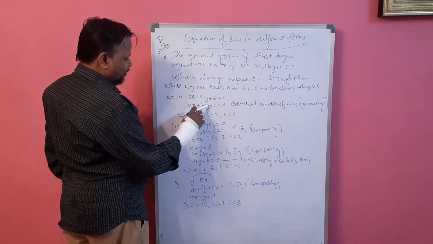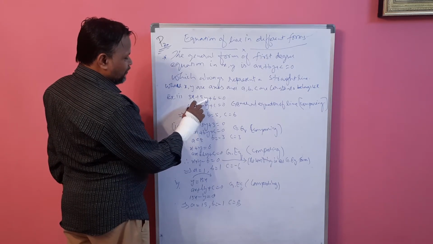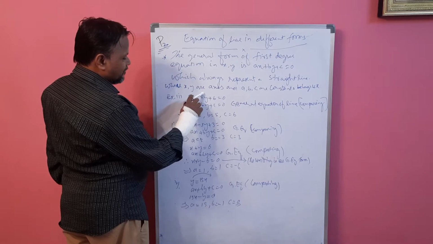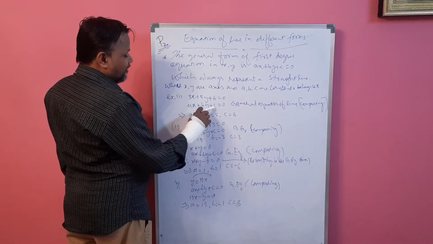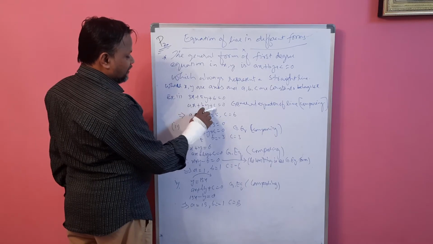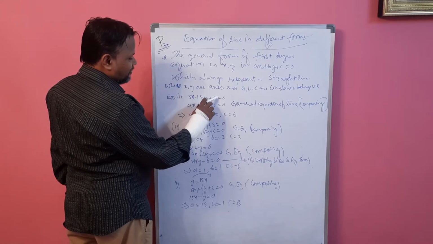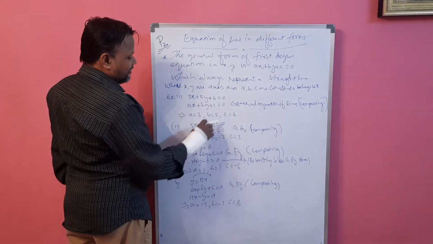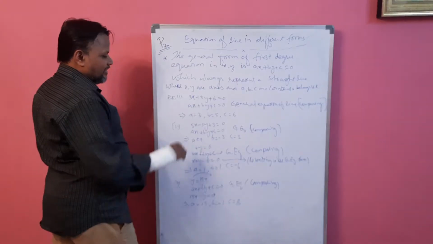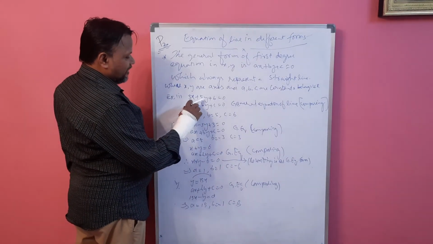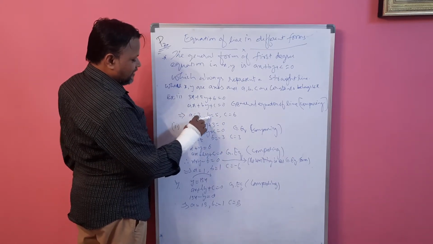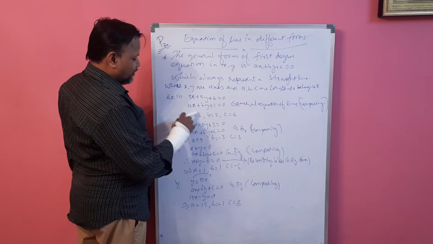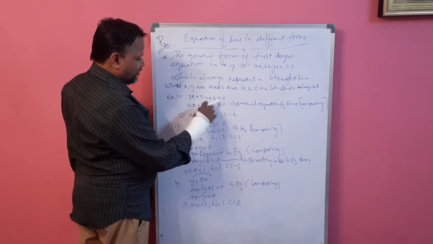Coefficient of y is b. Coefficient of y here is also positive, so b equal to 5. Constant term is c. Here the constant term is 6, so c equal to 6. Like that we have to compare and write here a equal to 3, b equal to 5, c equal to 6.